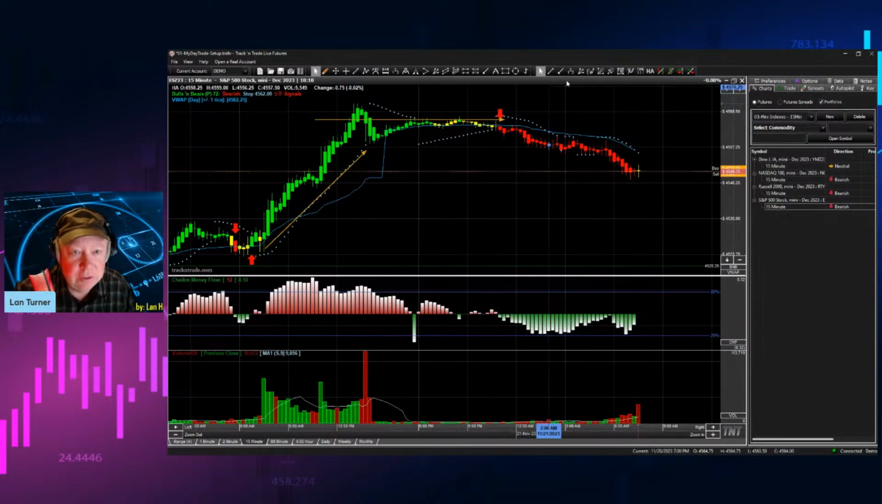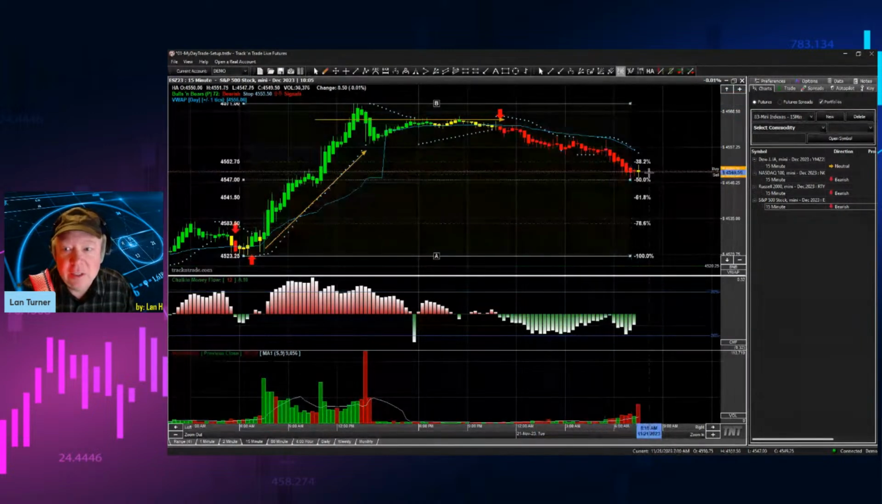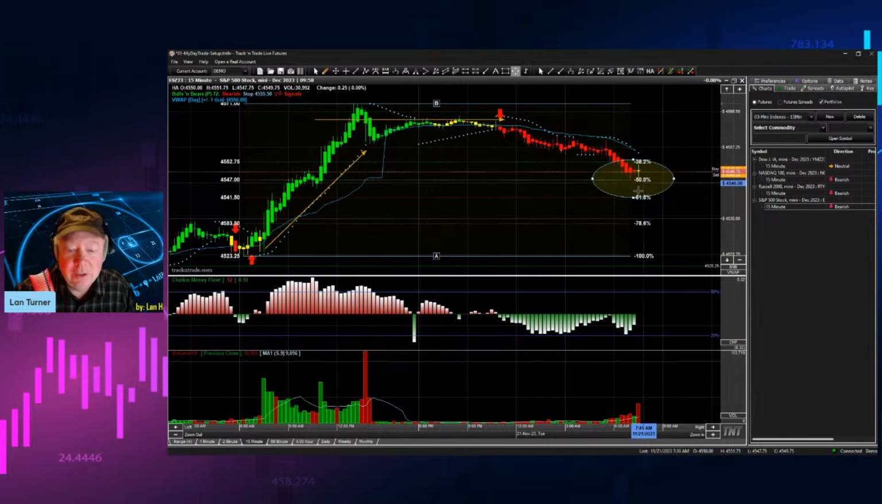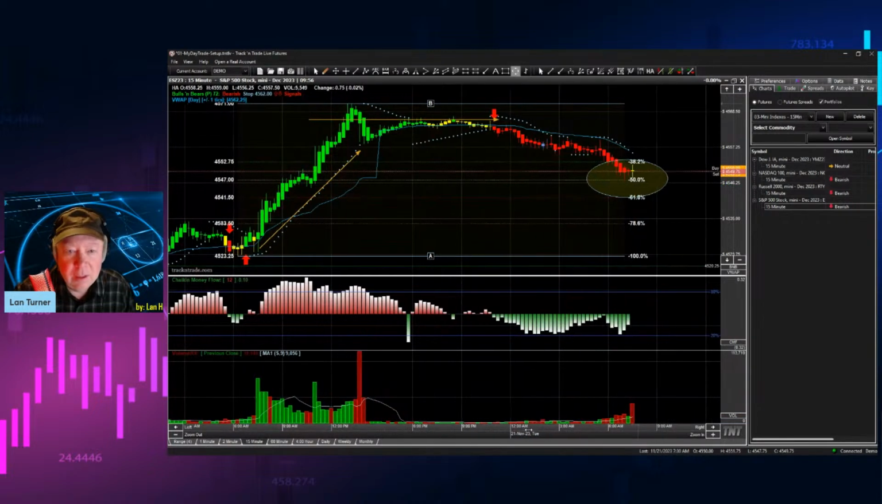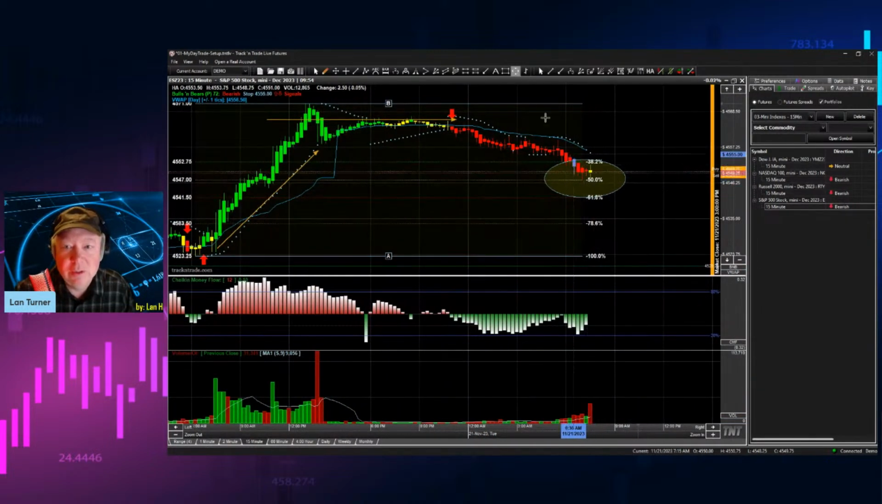If we draw a Fibonacci ruler on this 15-minute chart, you can see that we're bouncing right back down here into the Fibonacci sweet spot. So we're going to come down here and decide what we want to do going into the holiday. And we'll have to wait and see if it wants to turn and rebound.